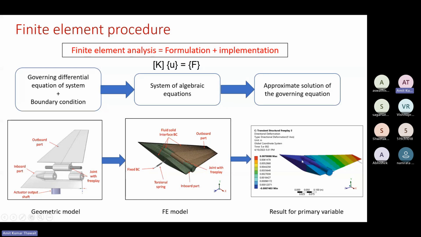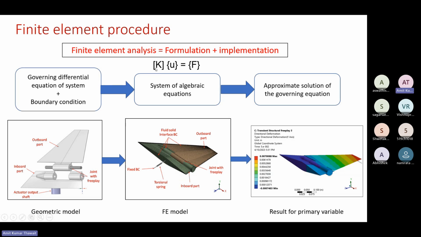You can see this is the result for directional deformation, the fin at different locations. So in between, we have this step, that is finite element modeling and analysis. So this is our input, this is our output. And how do we convert this input into this output is we transform these governing differential equations into a system of algebraic equations. And the form of the algebraic equation is Ku is equal to F.